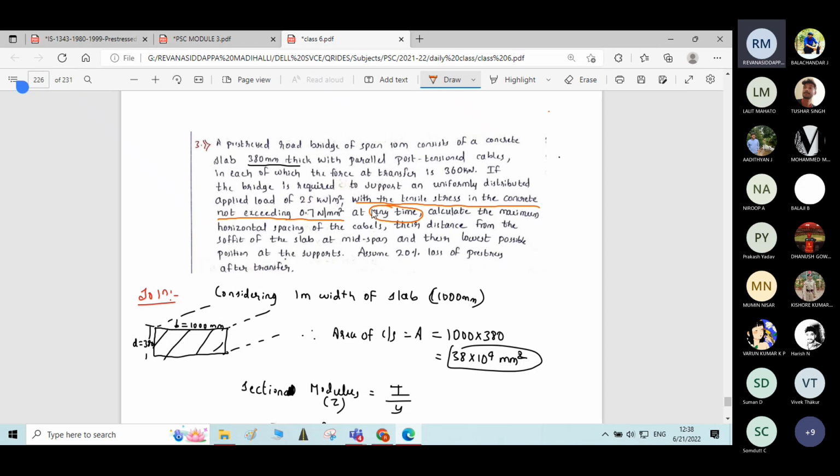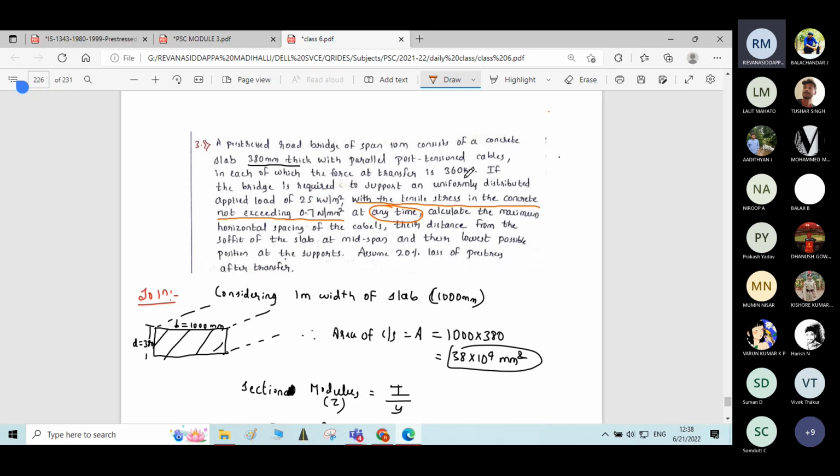Okay, and we will utilize this condition and we will find the total pre-stressing force in the member. Okay, see, he says that there are post-tension cables in each of which the force at transfer is 360 kilonewton.